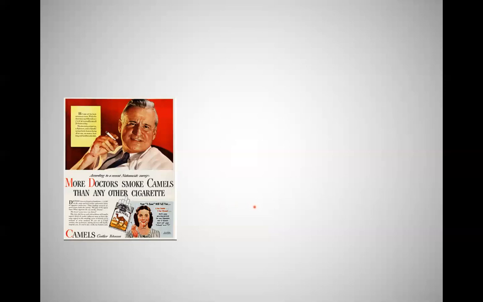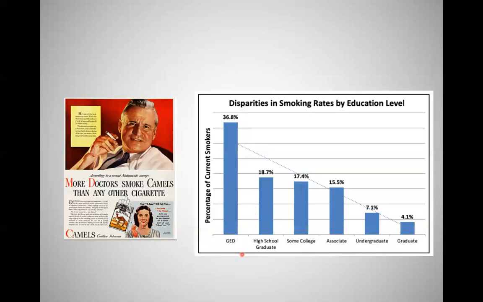Anyways, okay, but what do we see now? What we see now, and this is a graph I took from the internet from one of the studies, not very recent, actually from around 2010, but also from the U.S., shows the disparities in smoking rates by education level. And you see here that among people who have graduate degrees or undergraduate degrees, the rates of smoking in the United States are pretty low.